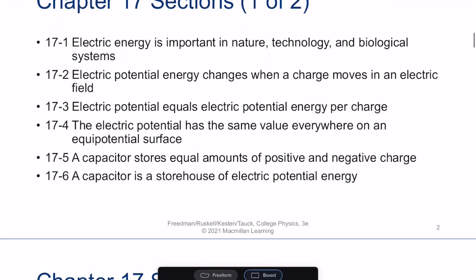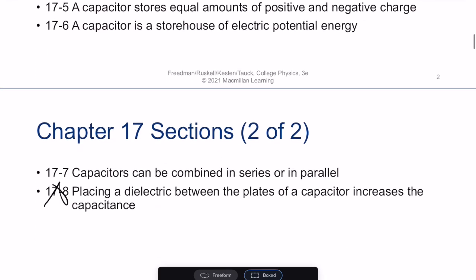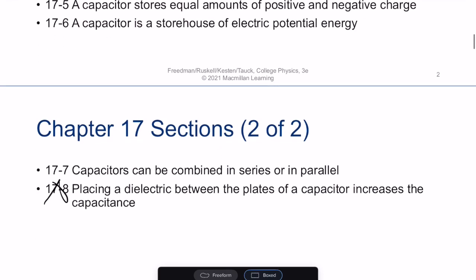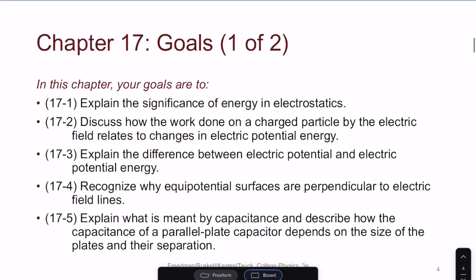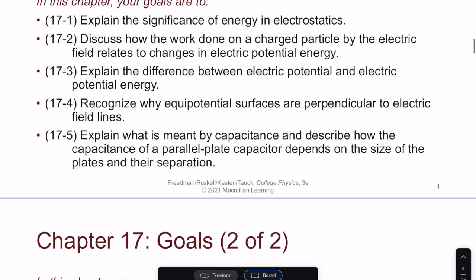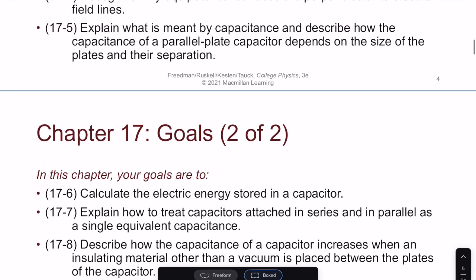So these are the sections in chapter 17 that we're going to cover. I think we're going to get through everything. We might leave off dielectrics. But other than that, we're gonna do most of the chapter here. These are the learning goals for the chapter. Revisit those when you are studying and make sure that you can achieve all those learning goals.